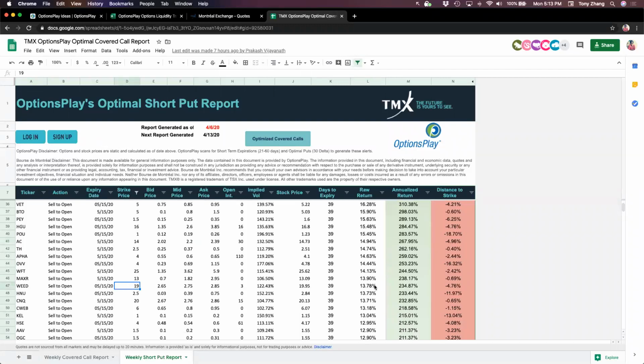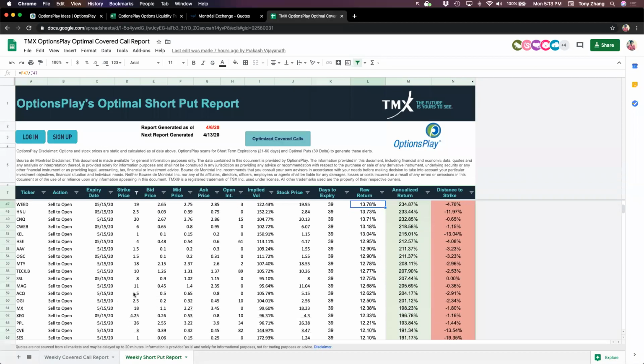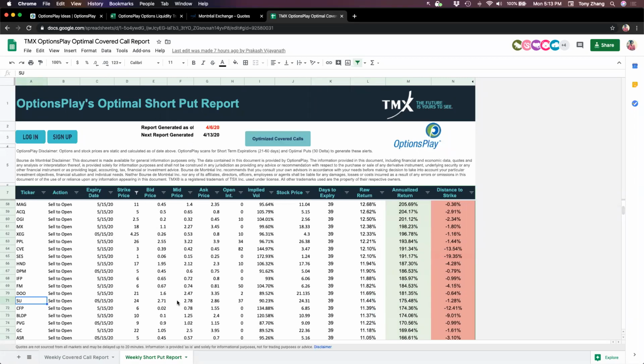Weed, Canopy, you're getting a 13.7% discount factor. So if you think it's time that these marijuana stocks have bottomed, look at selling a put option to do it. You can basically use this short put and go down the list and see, are there any stocks that I want to buy? Maybe you want to buy Suncor.